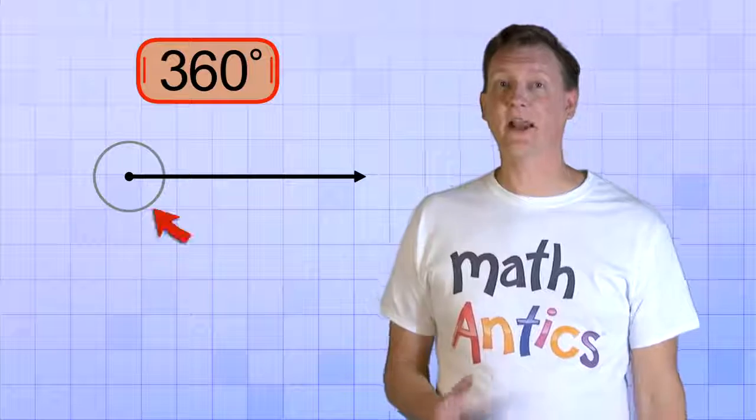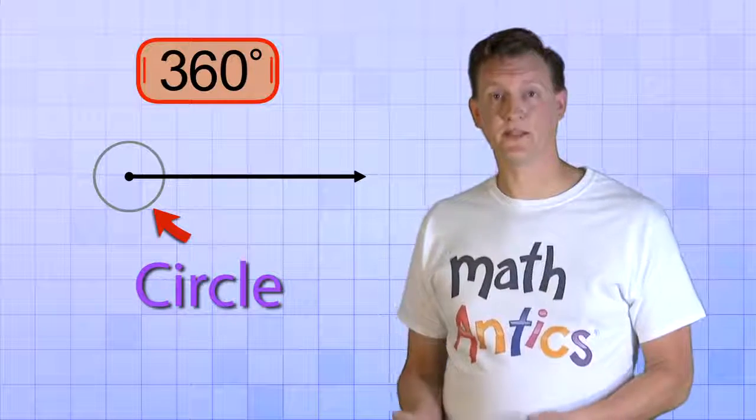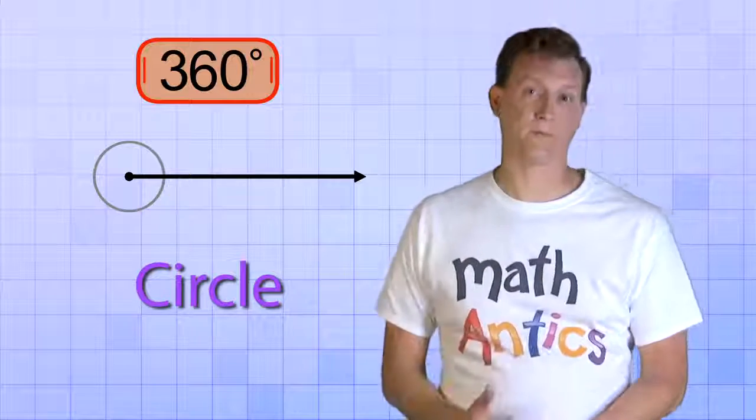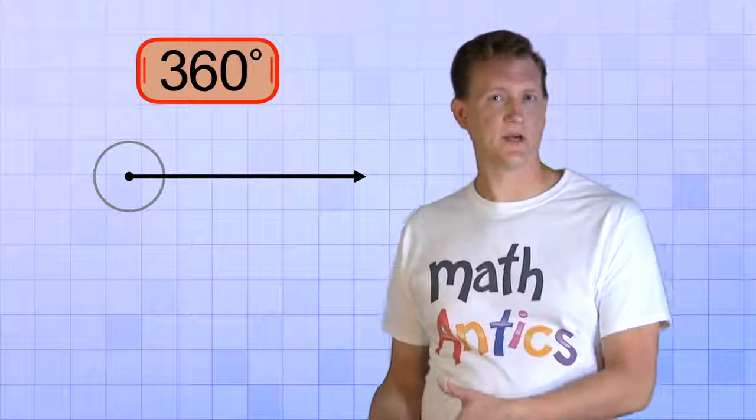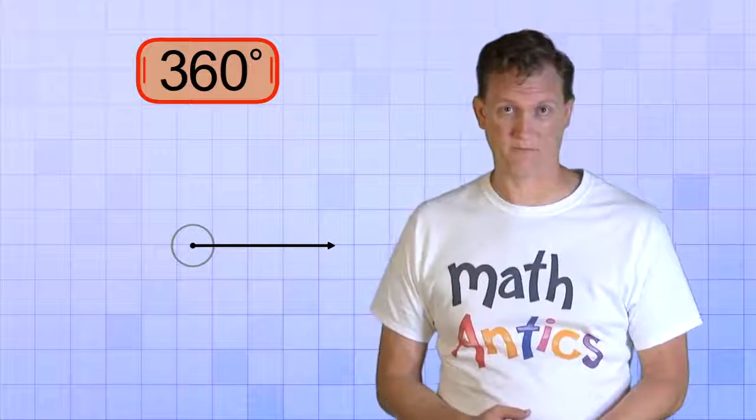And you can see that our angle arc now forms a complete circle. So 360 degrees is the angle that represents a full circle. Rotating 360 degrees brings you all the way around the circle to the point that you started from.